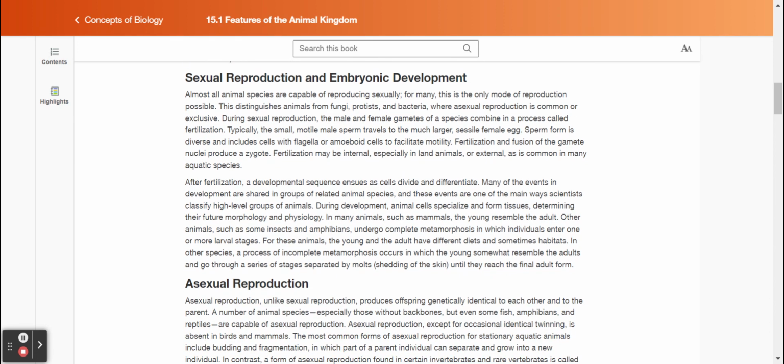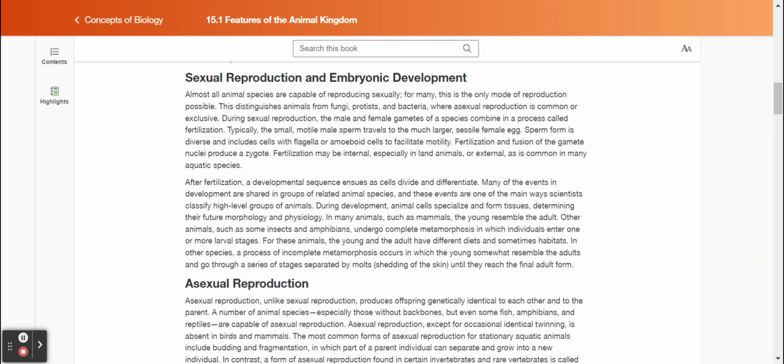Sexual reproduction and embryonic development. Almost all animal species are capable of reproducing sexually. For many, this is the only mode of reproduction possible. This distinguishes animals from fungi, protists, and bacteria, where asexual reproduction is common or exclusive. During sexual reproduction, the male and female gametes of a species combine in a process called fertilization.